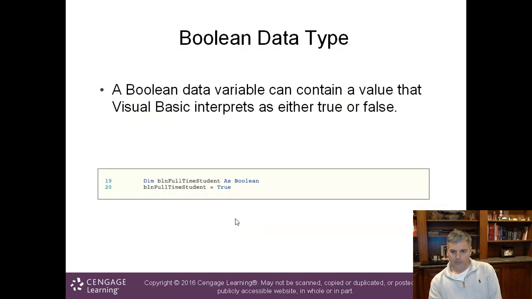So a Boolean data variable can contain a value that Visual Basic interprets as true or false. So an example, if you had an application that was looking at a college and if the student was full-time or part-time, so Boolean full-time student true would mean they were a full-time student, false would mean they were not a full-time student or a part-time student. One way you could use it, lots of different ways to use a Boolean.